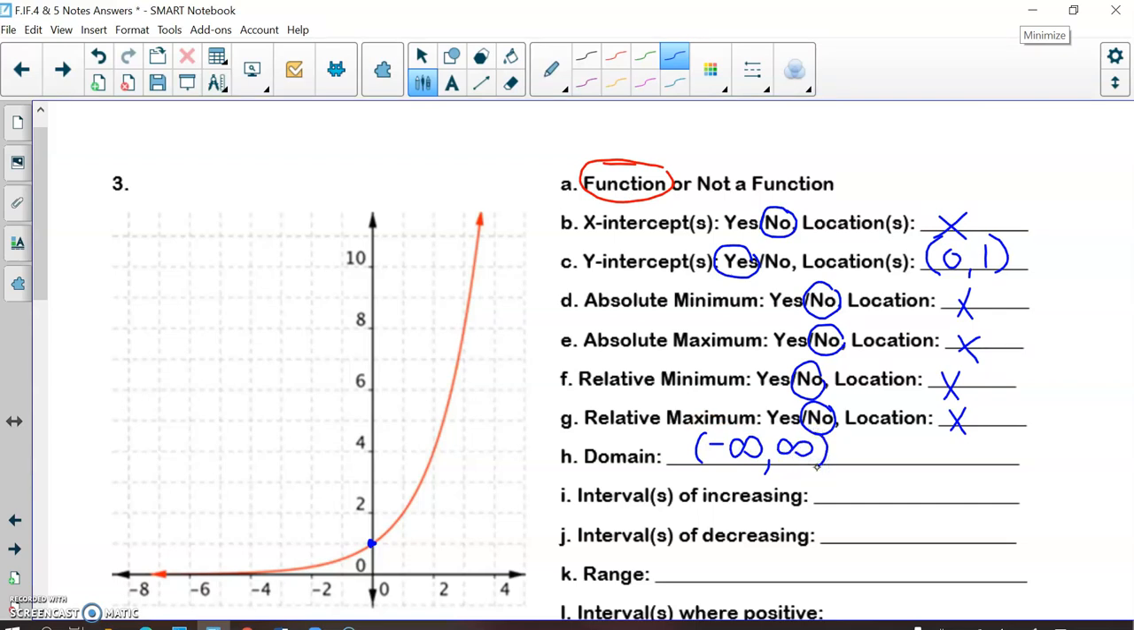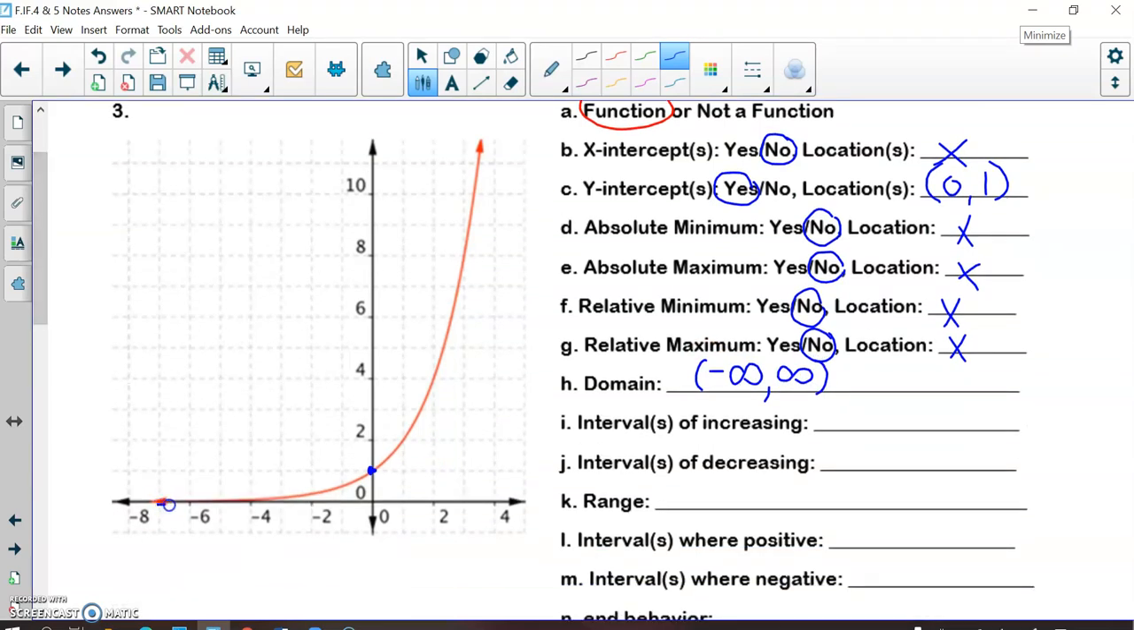My intervals of increasing, if I start at the leftmost part of the graph, my y is going up and up and up, and it increases forever and ever and ever. So my y value is increasing between an x value of negative infinity to infinity. Intervals of decreasing, there is none.